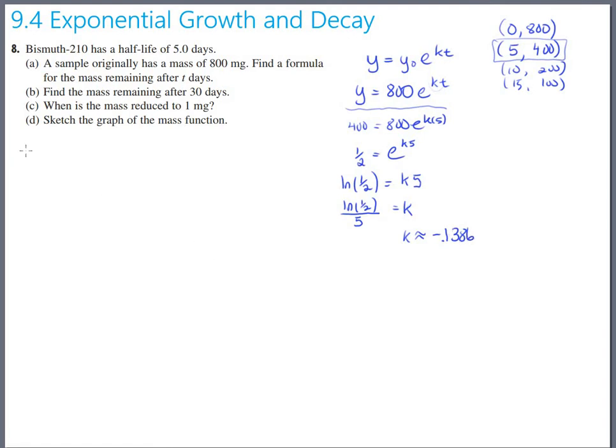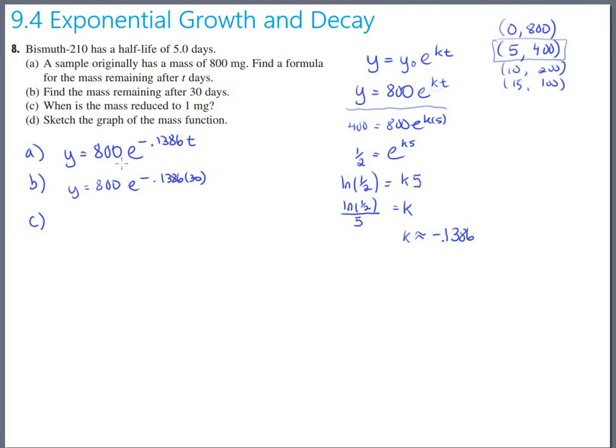So part A, the formula for the mass remaining after t days would be y equals 800 e to the negative 0.1386 t. And now answering things like B and C aren't too hard. For B, say mass remaining after 30 days, so just plug in 30 for time. And I'm not even going to crunch that down. You can do that on your calculator.